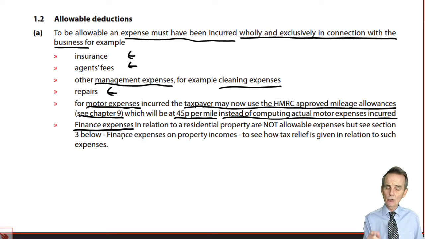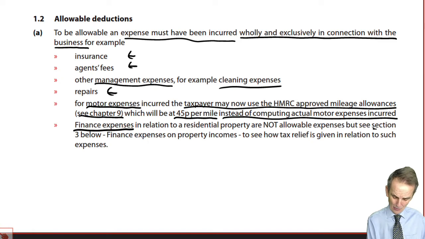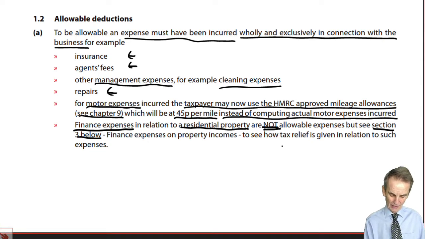So yes, we do get tax relief in relation to such interest expense incurred, but it is not treated as an expense in determining the net rental income assessment. Instead, it will be a tax credit relief provided to the taxpayer. How that works is the subject of a separate note, section 3 below, but in relation to residential property. Commercial property is different, it's still an allowable business expense. But in relation to residential property, it is not an allowable expense.